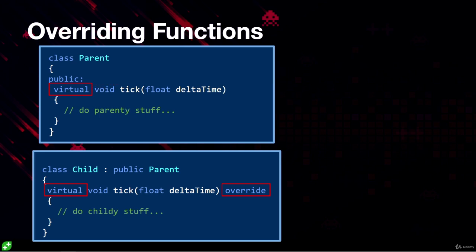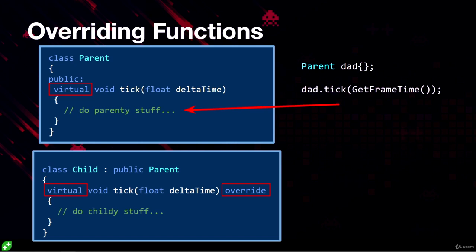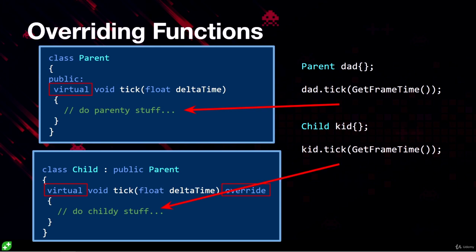So here's how an override works. Let's say we have an instance of the parent class, and if we call the tick function from that instance, then the code that runs will be that code in the parent version. But if we have an instance of the child class and we call that function, we get the override version, which may have its own unique code.